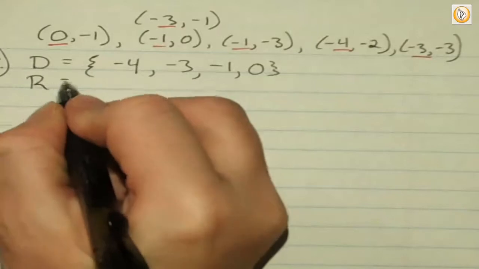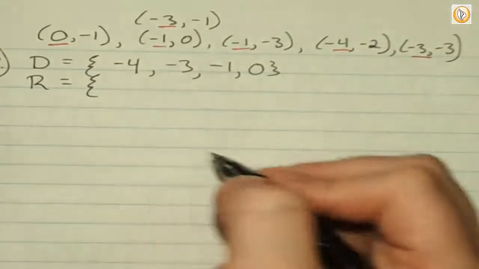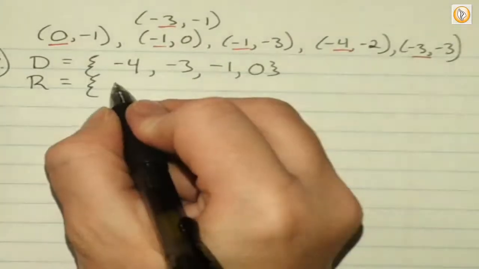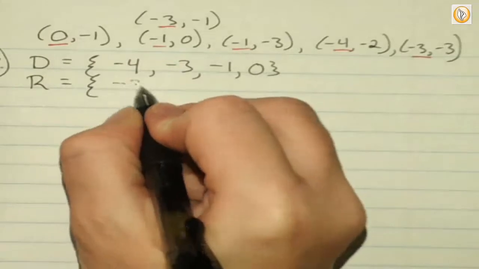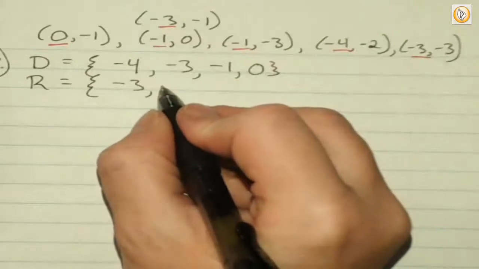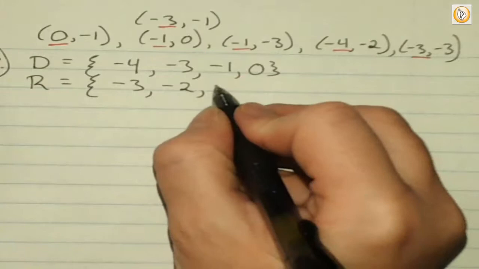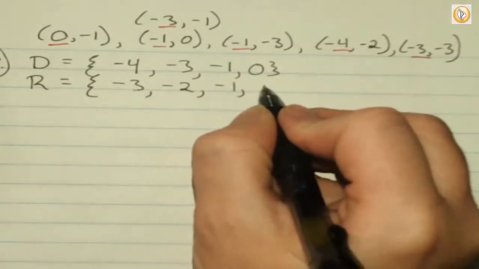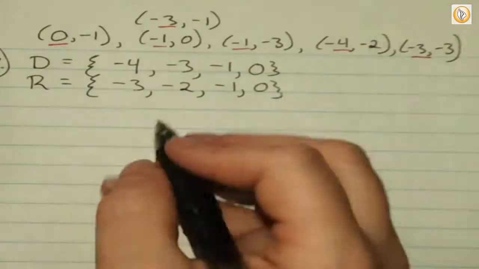All right, range. That's going to be your y. Let's see, what comes first? Negative 3. Uh-huh. Negative 2. Uh-huh. Negative 1. And? 0. Okay. Is this a function?